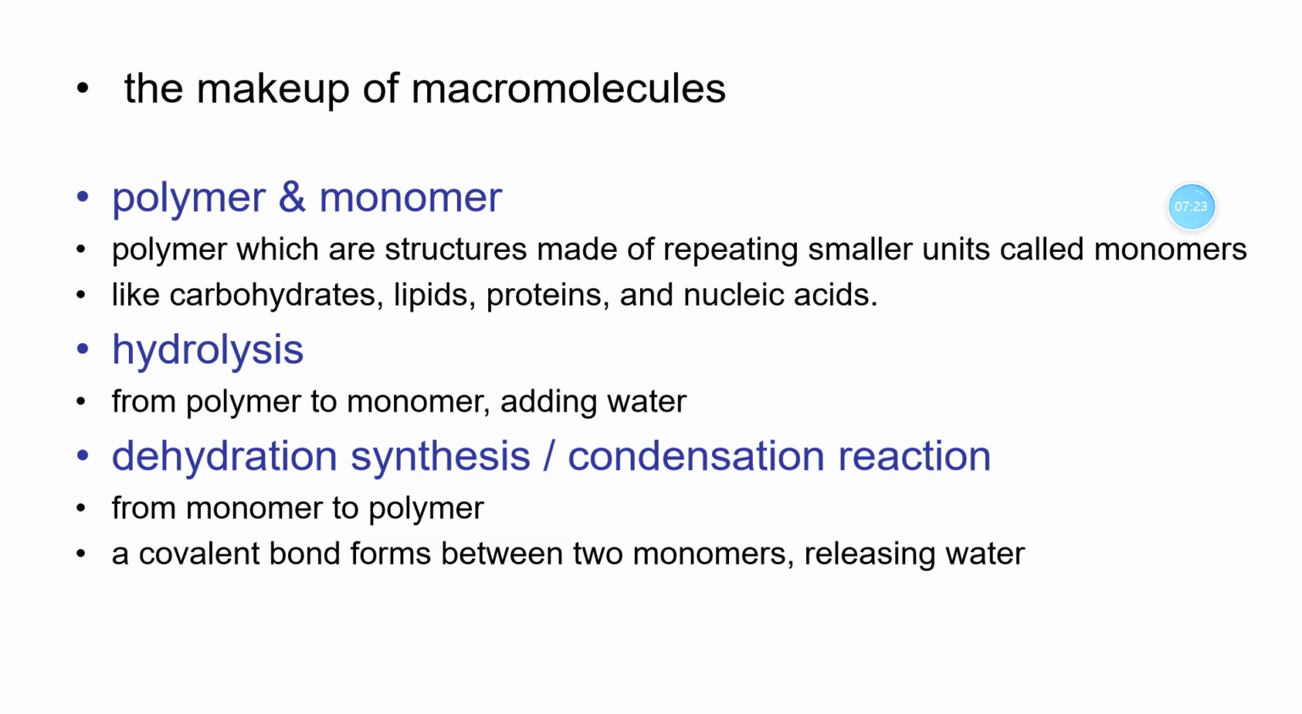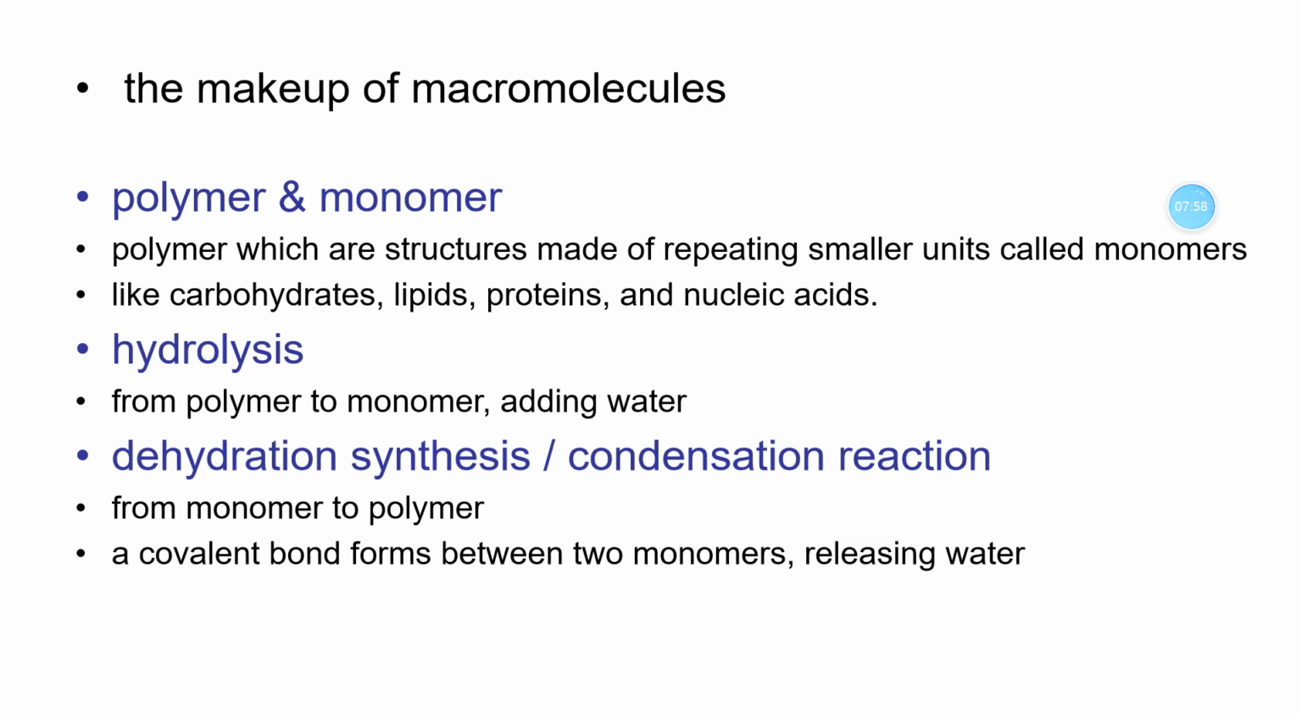So this part is about the makeup of macromolecules. We need to learn the identification of polymer and monomer. Polymers are structures made of repeating smaller units called monomers, like carbohydrates, lipids, proteins, and nucleic acids. These are all polymers. But their monomers are the units that compose them.